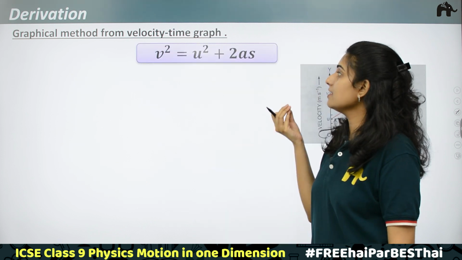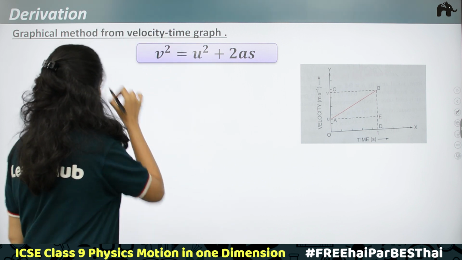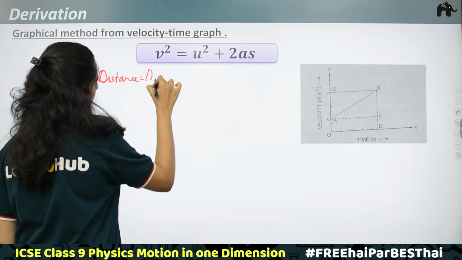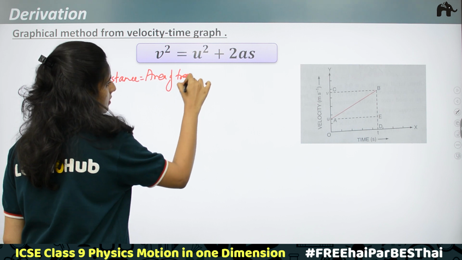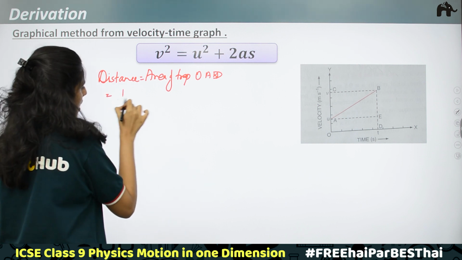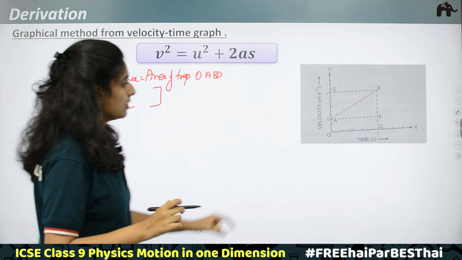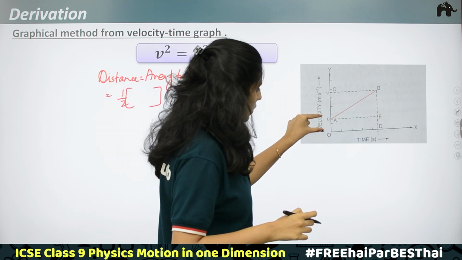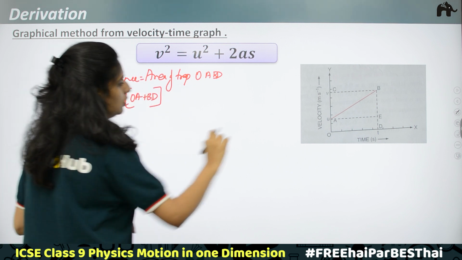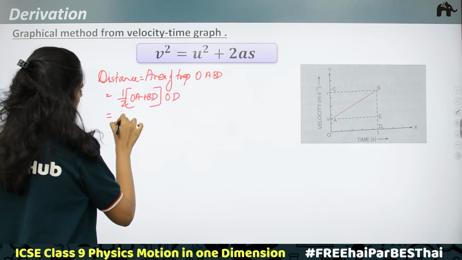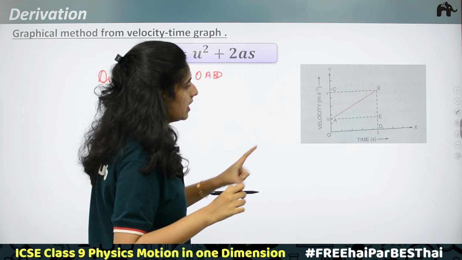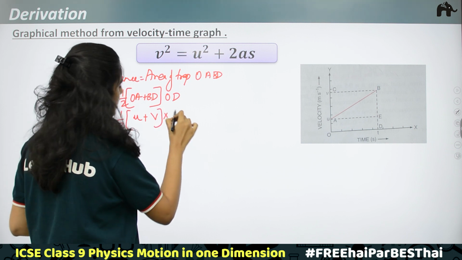Next, derivation of v² = u² + 2as. Here again, distance is equal to the area of trapezium OABD. What is the area of trapezium? Half into the sum of parallel sides. Here OA is parallel to BD. Therefore, half into (OA + BD) into the base, that is OD. OA is equal to u, BD is equal to v, and OD is equal to t.